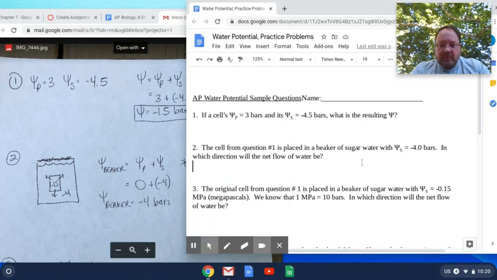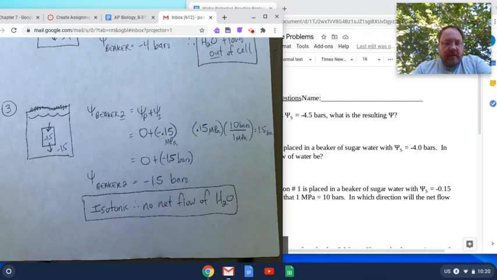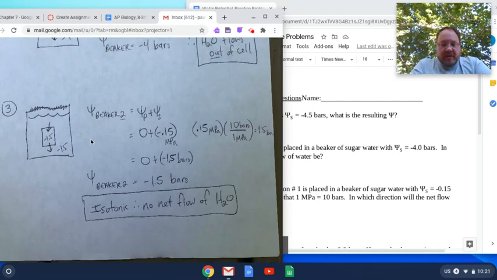Alrighty. Question 3. The original cell from question 1, the one with negative 1.5 bars, is placed in a beaker of sugar water with a solute potential of negative 0.15 megapascals. We know that 1 megapascal is 10 bars. In what direction will the net flow of water be? Well, again, if we look at this, we know the water potential in that original cell is negative 1.5 bars.